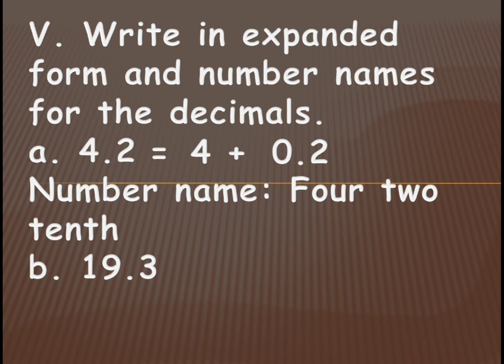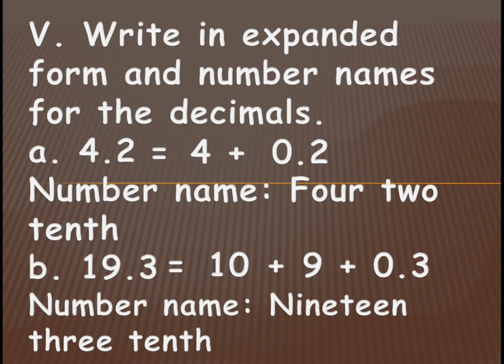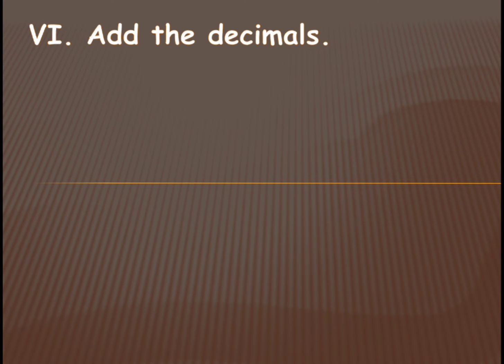19.3. So 10 plus 9 will give us 19, isn't it? So in the same way, you will write 10 plus 9 plus 0.3. Okay, and the number name would be 19 and 3 tenths. Okay, children, so practice this from your classwork, whatever sums you have in the classwork and also from the skill sheet.